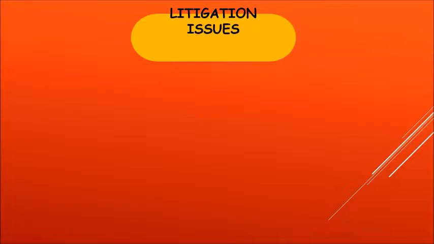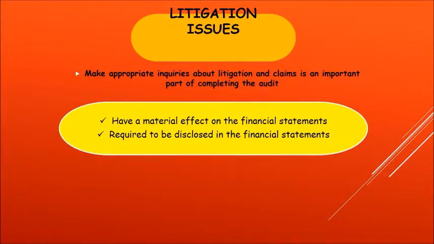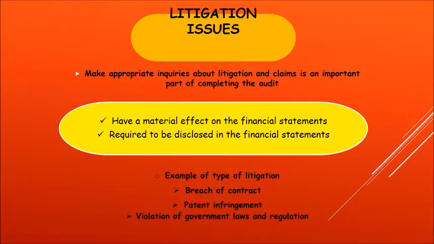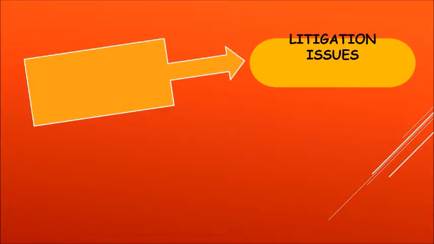On litigation issues, making appropriate inquiries about litigation and claims is an important part of completing the audit. These matters may have a material effect on the financial statements and thus are required to be disclosed in the financial statements. Examples of types of litigation are: 1. Breach of contract. 2. Patent infringement. 3. Violation of government laws and regulations.